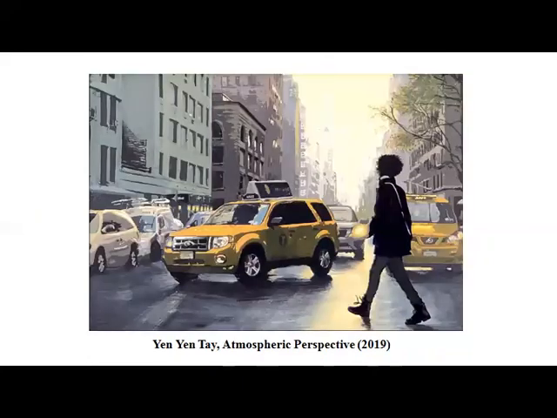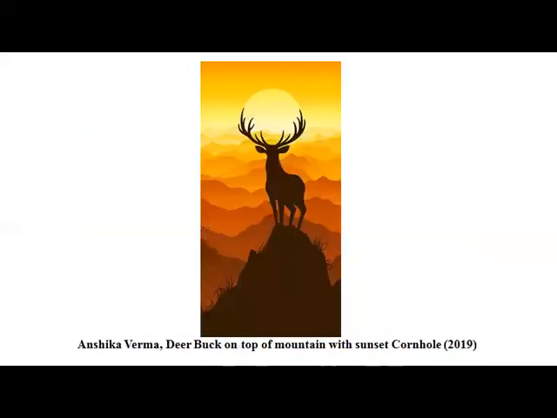Yan Yan Tate displays a busy street scene amidst vehicles and buildings. His artwork reveals a bright representative of atmospheric perspective through the intensity of saturated hues. Distance appears lighter in values and hues. This digital painting of Anshika Verma depicts the lustrous receding colors.